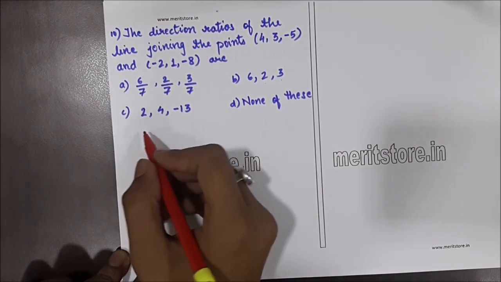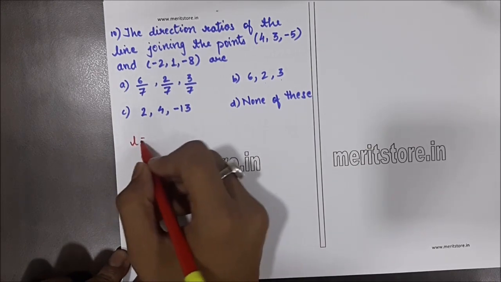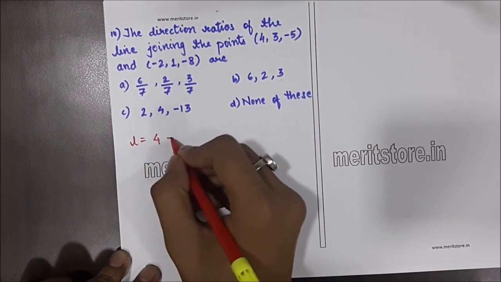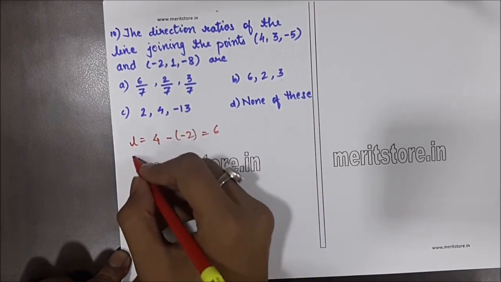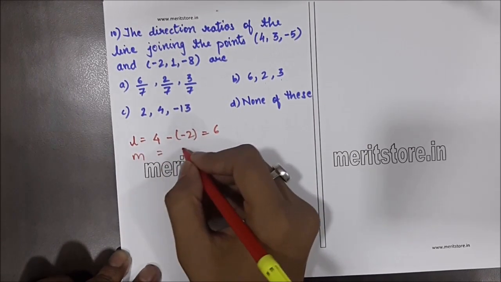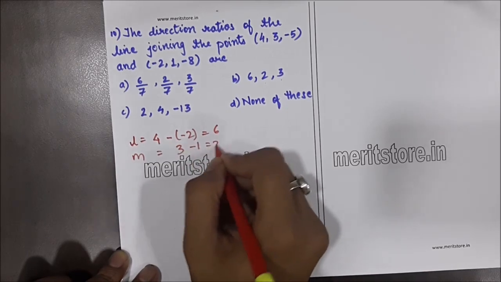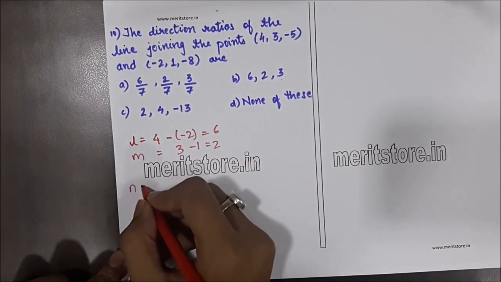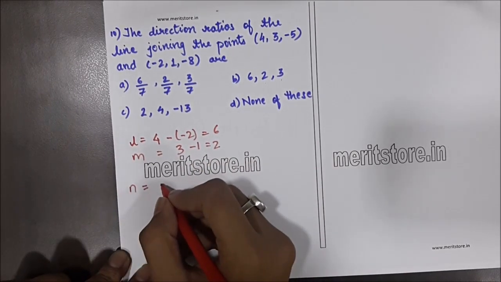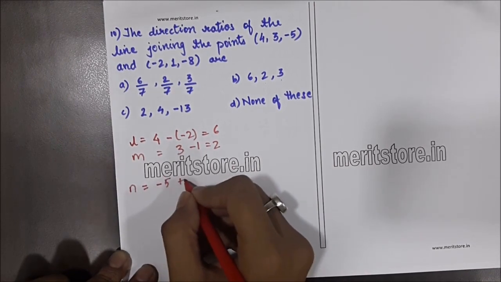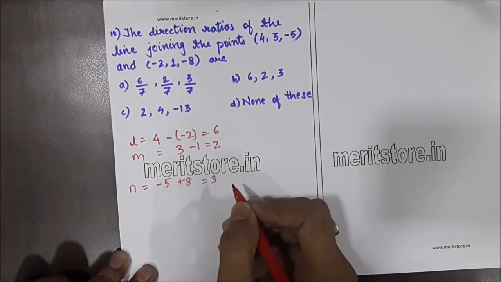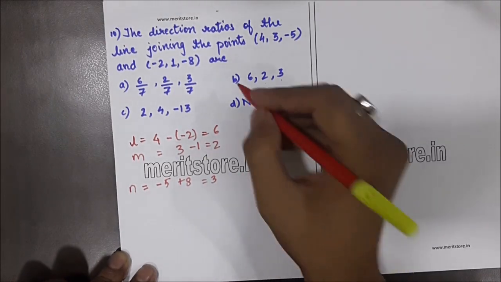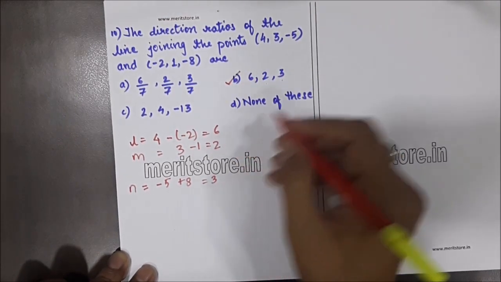Let the direction ratios be L, M, N. L is equal to 4 minus 2, which is equal to 6. M is equal to 3 minus 1, which is equal to 2. And N is equal to minus 5 plus 8, which is equal to 3. So, the correct answer is option B.